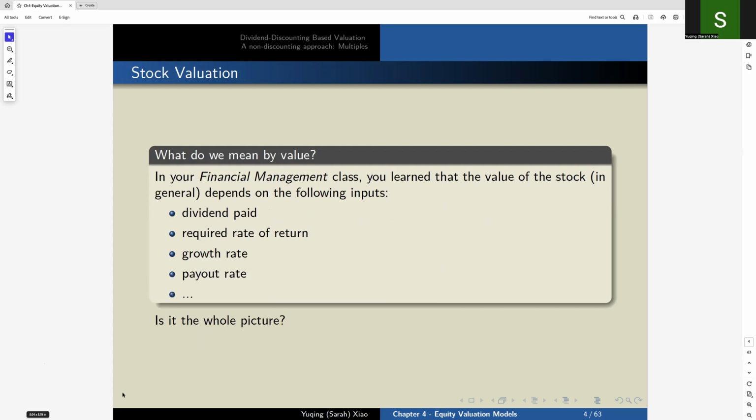So what does this mean for stocks? In your financial management class, you may have learned that the value of a stock depends on inputs like the dividends it pays, the required rate of return, the expected growth rate, and the payout ratio. These are all important pieces, but the big picture is broader. Stock valuation depends on expected cash flows and how risky those cash flows are. That's what makes equity valuation more challenging than valuing bonds.